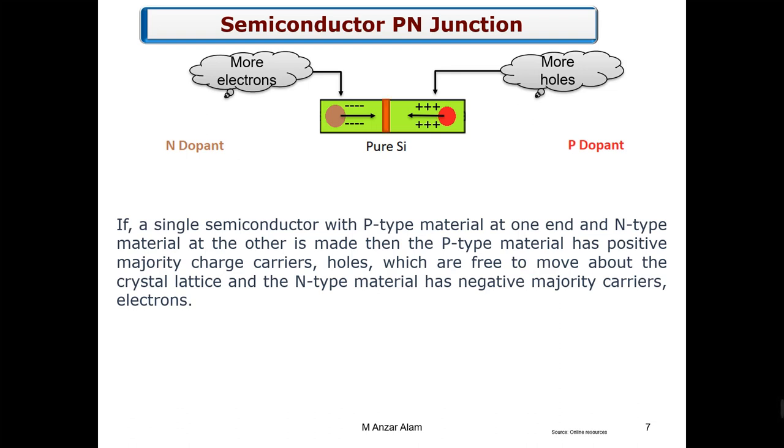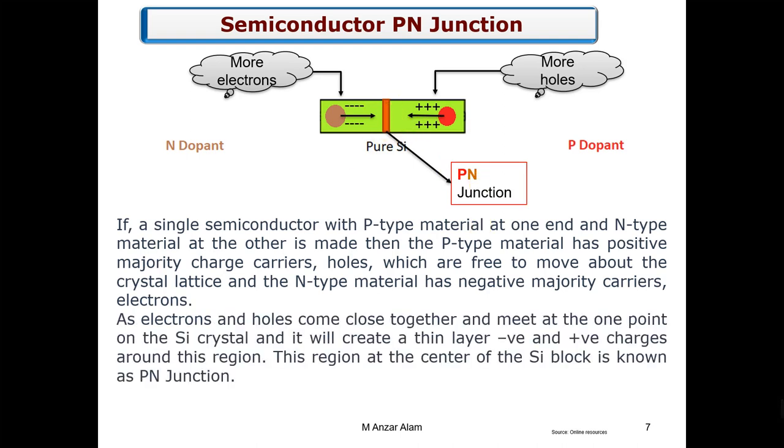So after we dope both ends, the electrons and the holes will come close, and there will be a thin layer, a cloud of electrons and positive charge. This cloud, this thin layer, is known as the p-n junction, p-type n-type. So this junction is known as the p-n junction, and we will study more about it.